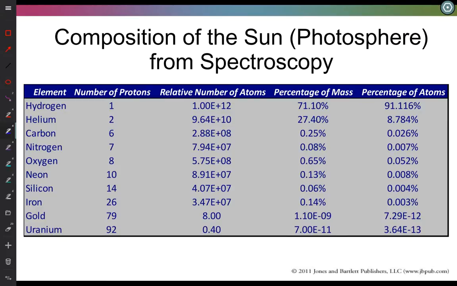And you look at helium. Helium is 8.78%. Add those two together, that's 99.89, basically 99.90% of the sun is hydrogen and helium. Just trace amounts of anything else. Then you get down to carbon, nitrogen, oxygen, and so on. Who knew the sun had gold in it? It does, not very much, but it has some gold in it. It's gold everywhere.